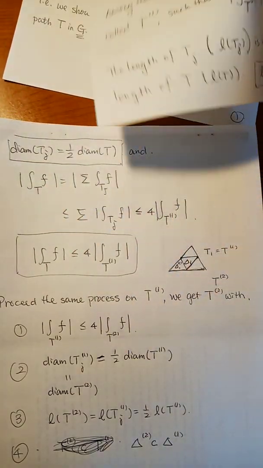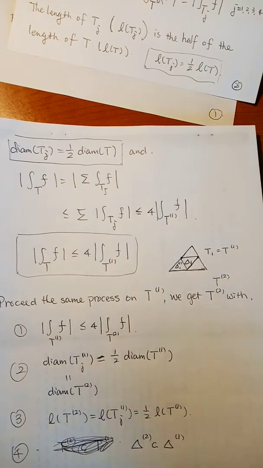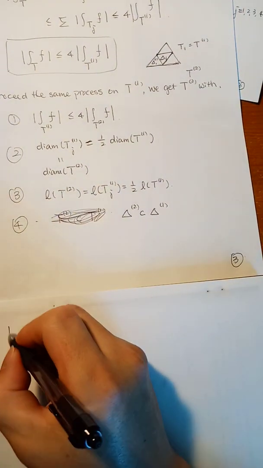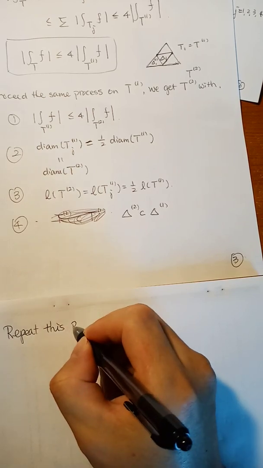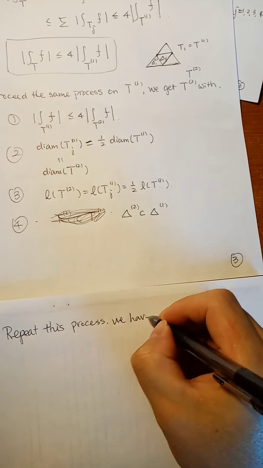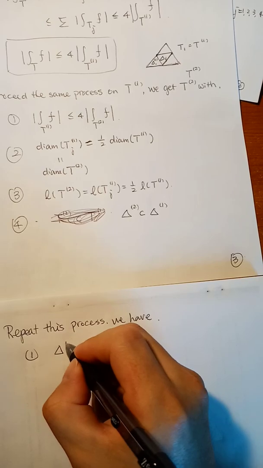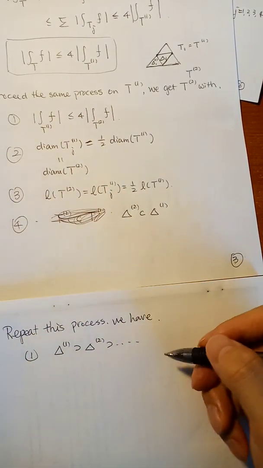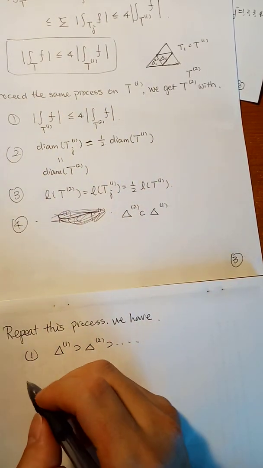We can do this process for T1, and we can also do it for T2, T3, T4. So let's repeat this process. First, let's follow the order in the textbook. First, we get a sequence of triangles, smaller triangles. One is contained in the preceding one.